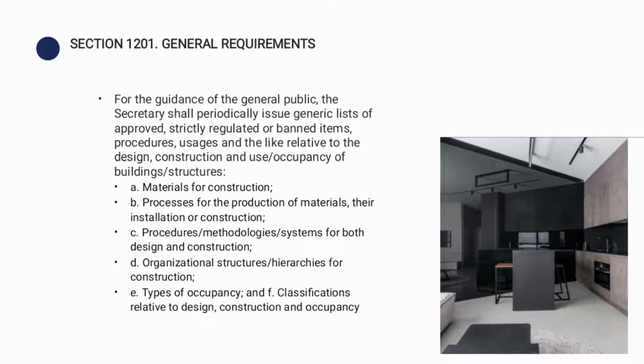So unsa ang mga materials na aprobado o unsa ang mga materials na dili pwede, like daghang mga materials na substandard. So dapat pilion ang mga good quality na mga materials na dapat gamiton sa construction. That also includes the processes, the procedures or methods sa pag-construct, the organizational structures, the types of occupancy, and of course the classifications relative to design, construction, and occupancy.